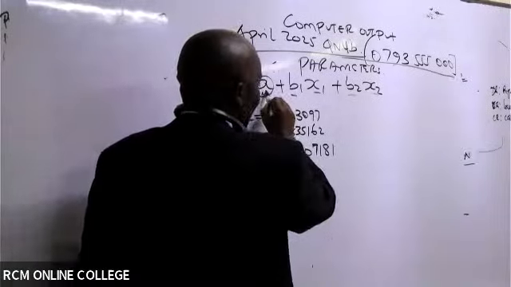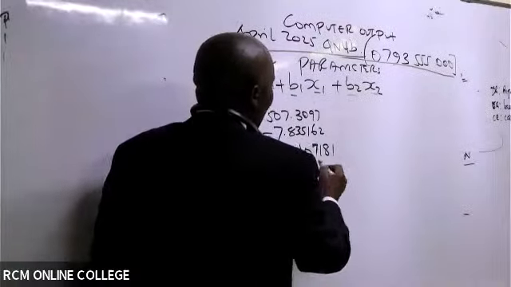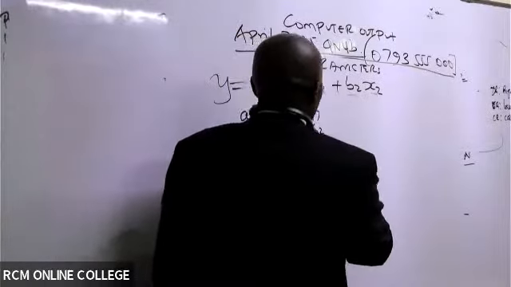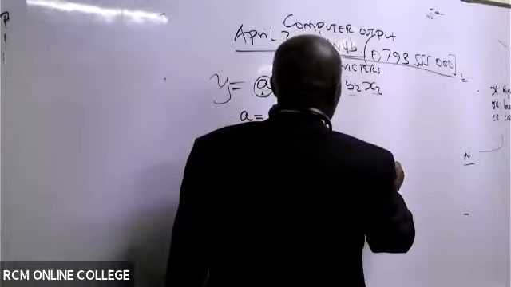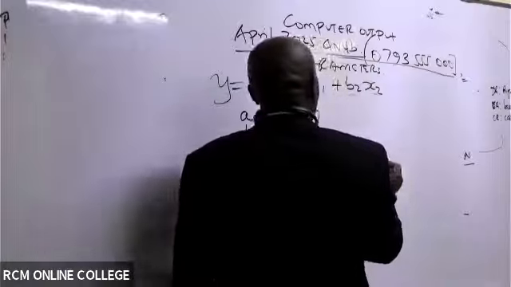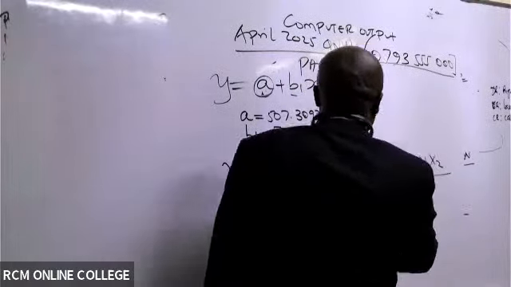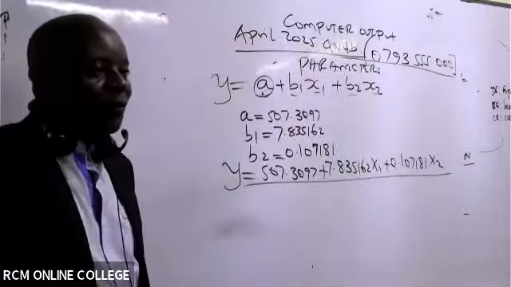So y will be equal to A. So I'm now plugging in 507.3097 plus B1, 7.835162 x1, isn't it? Plus B2. B2 is 0.107181 x2, like that. And then you have got how many marks for yourself? 2 marks.